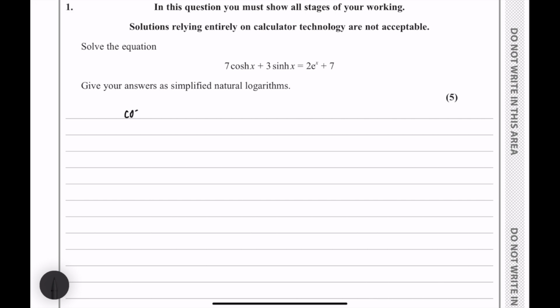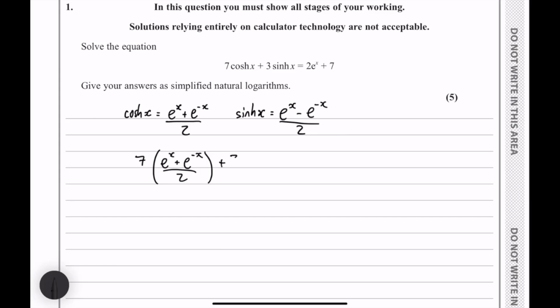So here we need to remember that cosh x is e to the x plus e to the minus x over 2. Sinh x is similar, e to the x minus e to the minus x over 2. Substitute in and rearrange. So we've got 7 lots of this, 3 lots of this, and then we still have 2 e to the x plus 7 over here.